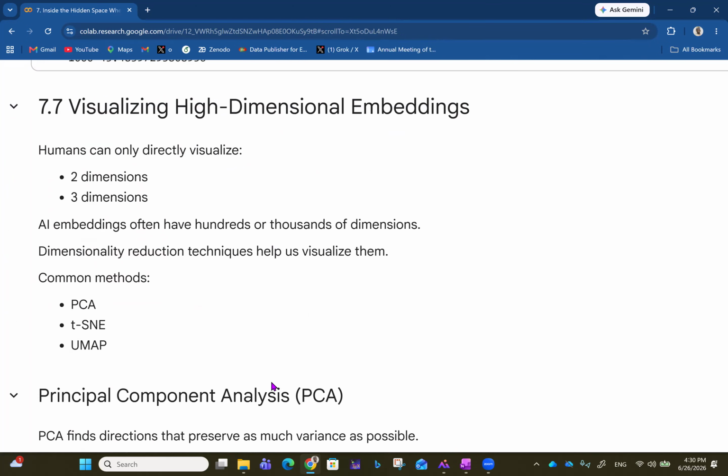So let's talk about visualizing high dimensional embeddings. Now, humans can only directly visualize 2 dimensions or 3 dimensions. Beyond 3 dimensions, things go spiritual, things go metaphysical. So we can only handle flat objects or solid objects. AI embeddings often have hundreds or thousands of dimensions, and dimensionality reduction techniques help us visualize them because we can't really see them. So we have to bring them into our own realms, and we have methods for reducing dimensions for humans to be able to appreciate them. Common methods include PCA, t-SNE, and UMAP.